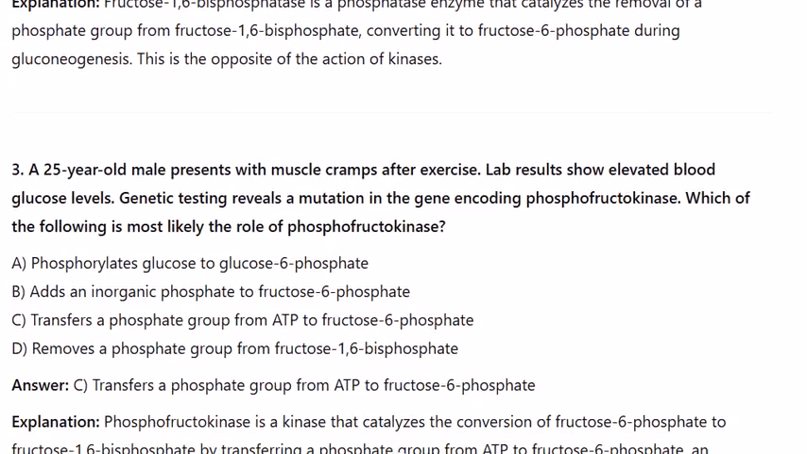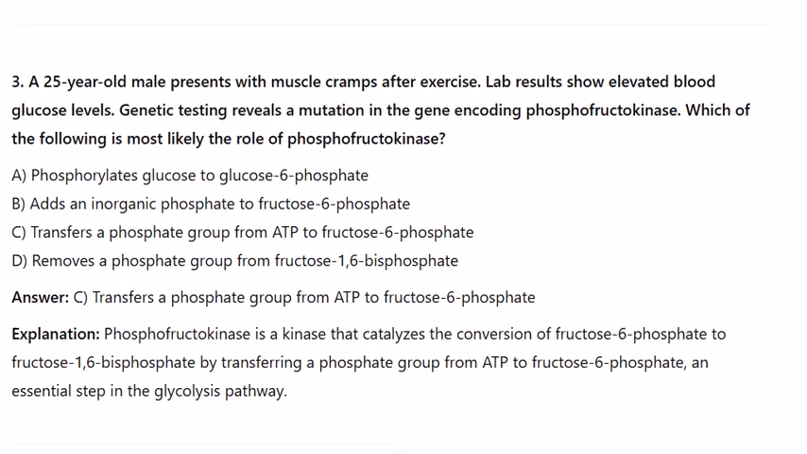3. A 25-year-old male presents with muscle cramps after exercise. Lab results show elevated blood glucose levels. Genetic testing reveals a mutation in the gene encoding phosphofructokinase. Which of the following is most likely the role of phosphofructokinase?